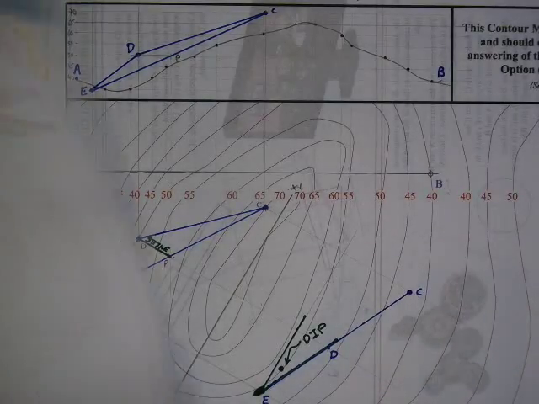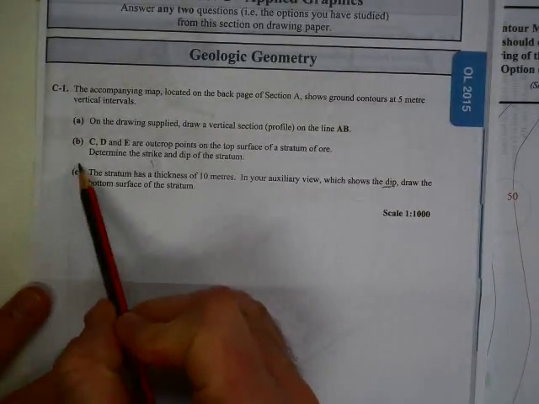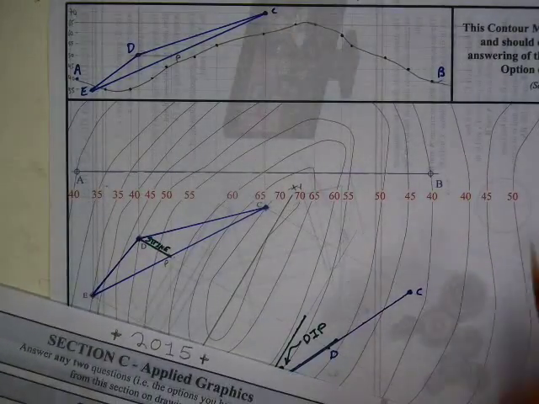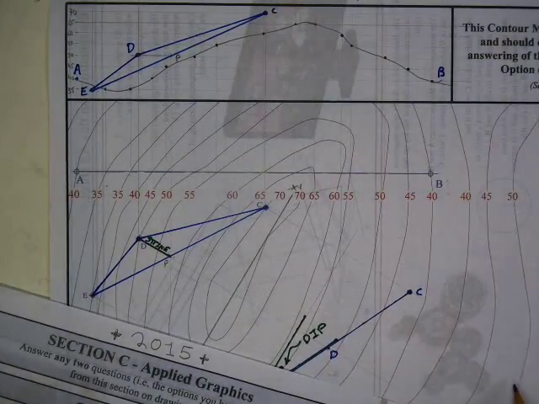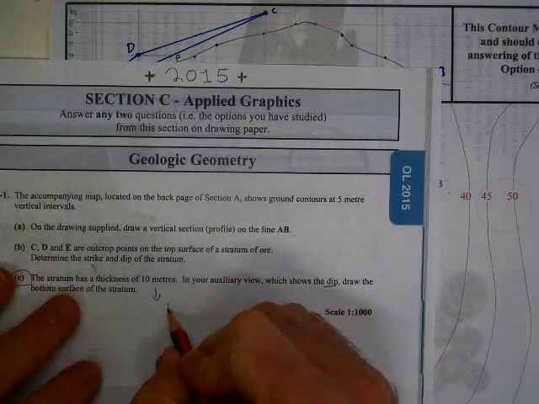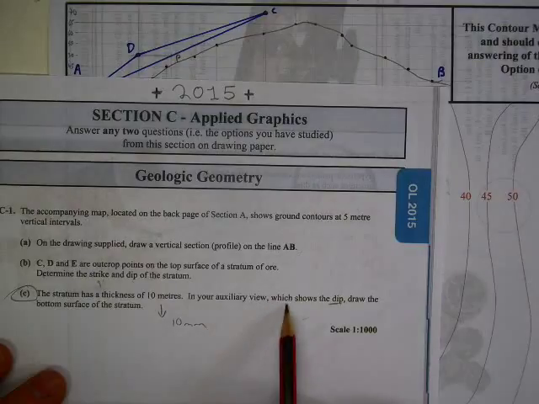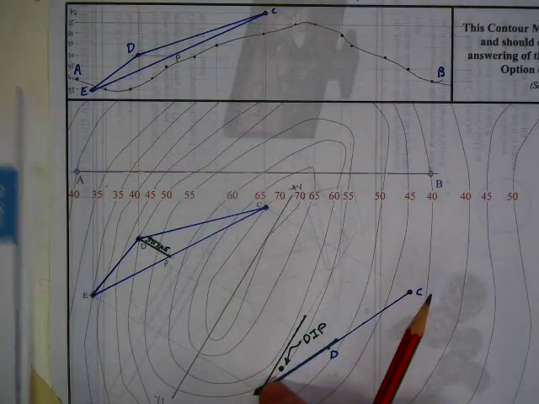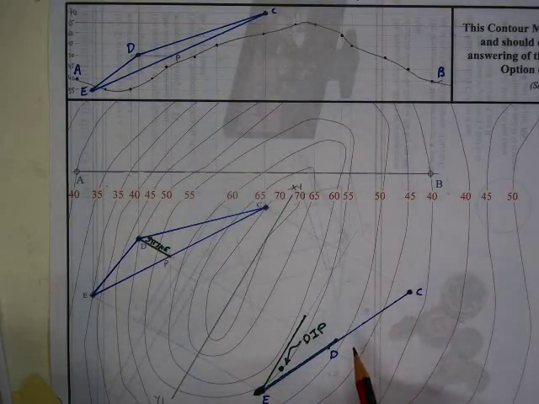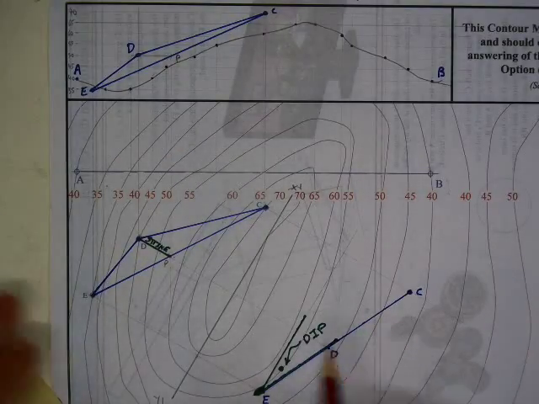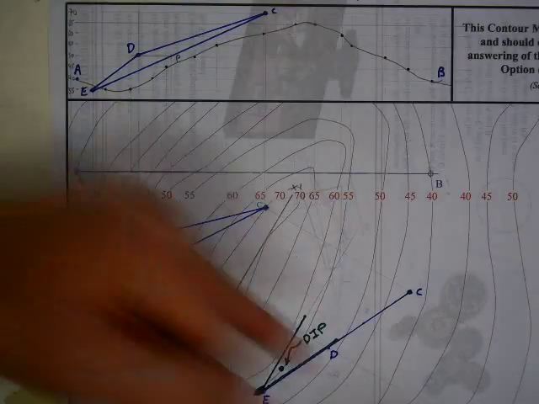Now, this was a bit more difficult than the previous one because there was a part C in it. The stratum has a thickness of 10 meters. Now, if the stratum has a thickness of 10 metres, what's the thickness of it going to be on this sheet, bearing in mind that the scale is 1:1000? 10 millimetres. So, we know that the stratum is 10 mil thick in your auxiliary view, which shows the dip. So this is your auxiliary view. It's like the orthographic question where you have a surface A. If you get the true shape of surface A, you project off it, except here we're not projecting off a line, we're projecting along a line.